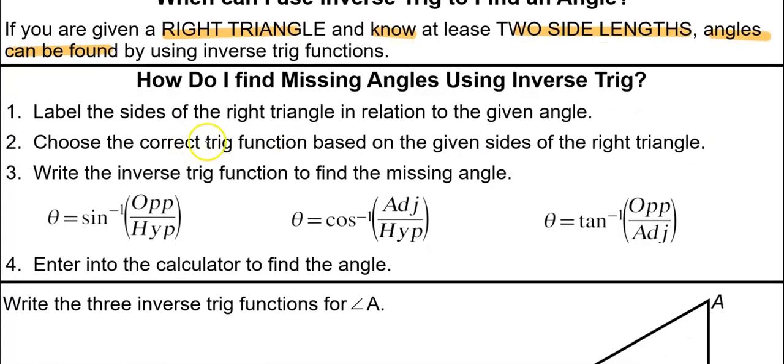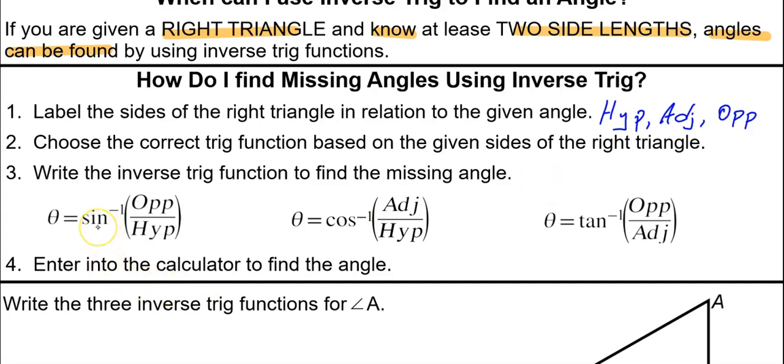Well, first, I'm going to label the sides of our right triangle in relationship to the given angle. So we're going to label hypotenuse, adjacent, opposite, in that order, please. So we're going to label our hypotenuse. We're going to label the adjacent side, and we're going to label the opposite side. Then we're going to choose our correct formula based on our side. So are we using sine? Are we using cosine? Are we using tangent? And then we're going to write the inverse trig function to find our missing angle.